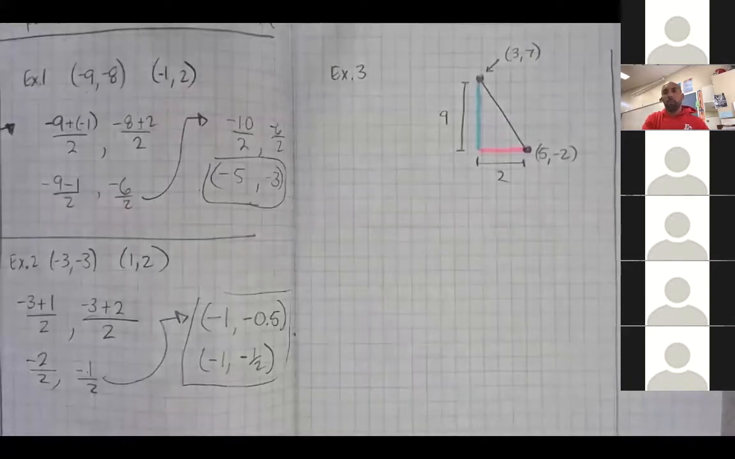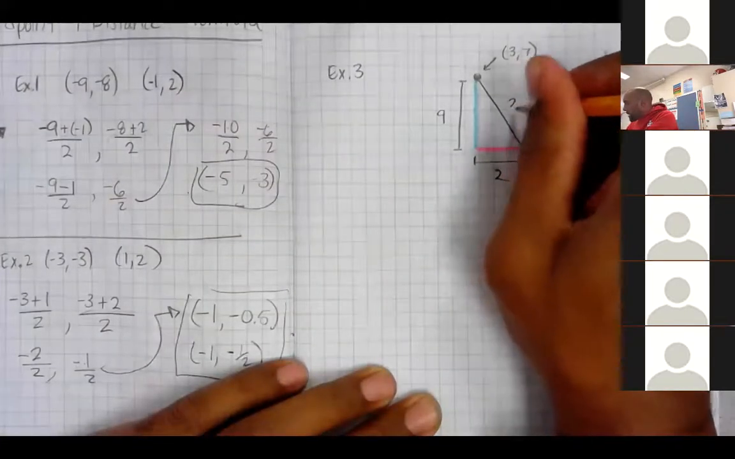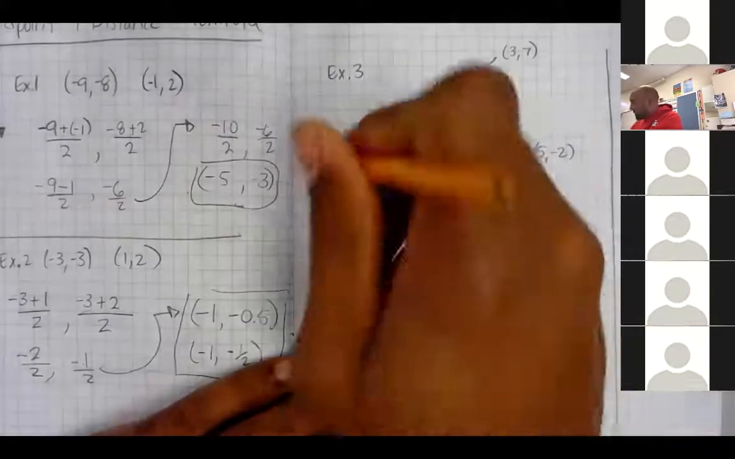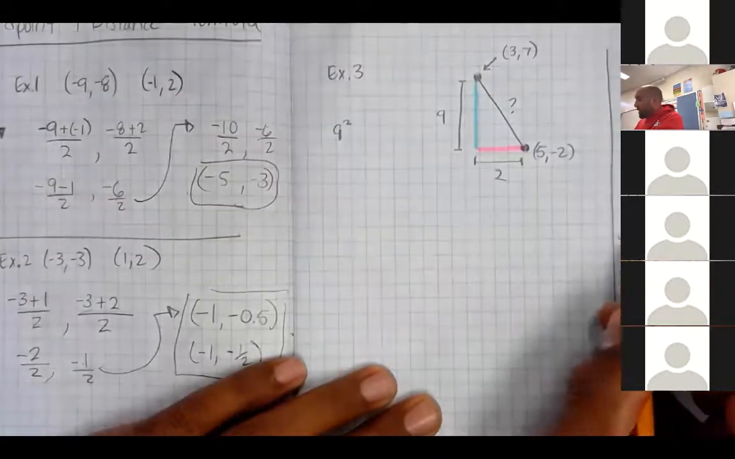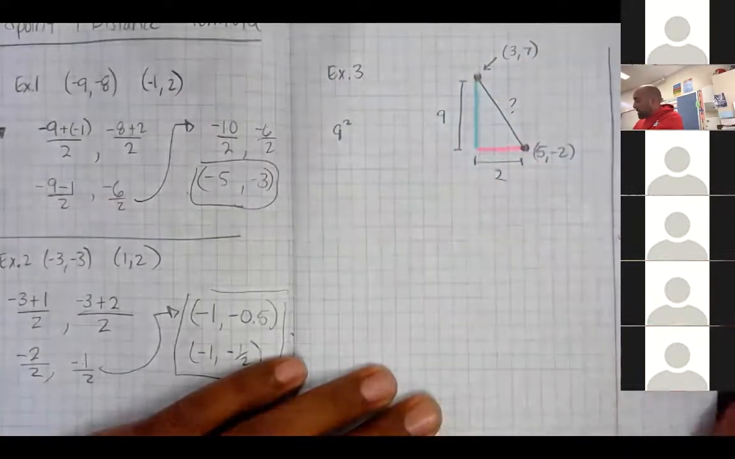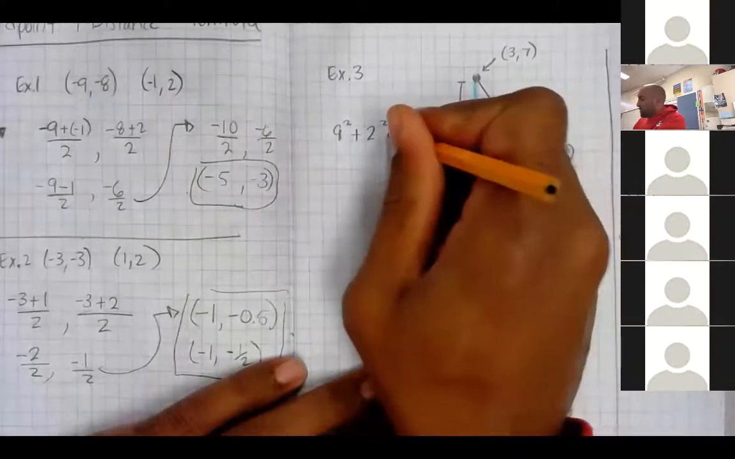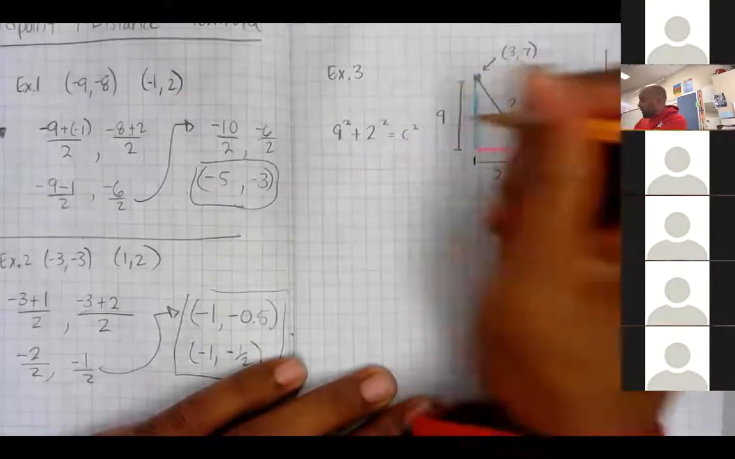All right, so here, again, we're looking for that distance right there. So let's set it up. These are our legs, so we're going to set up 9 squared, because that'll be an A, or B, doesn't matter. And then 2 is our other leg, so 2 squared equals the C squared. That's what we're looking for, okay?